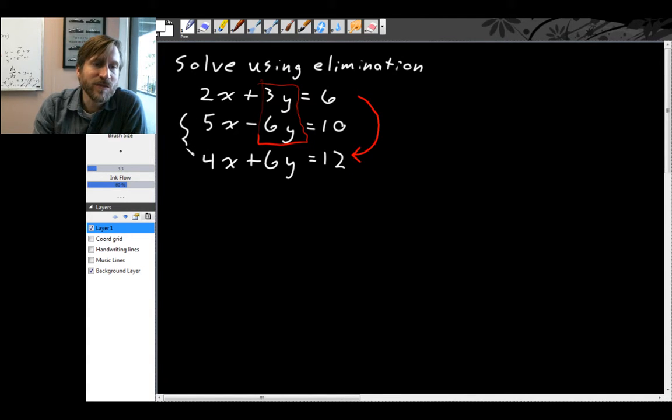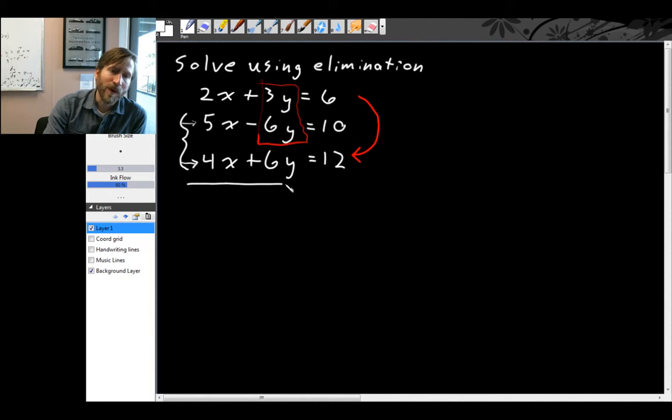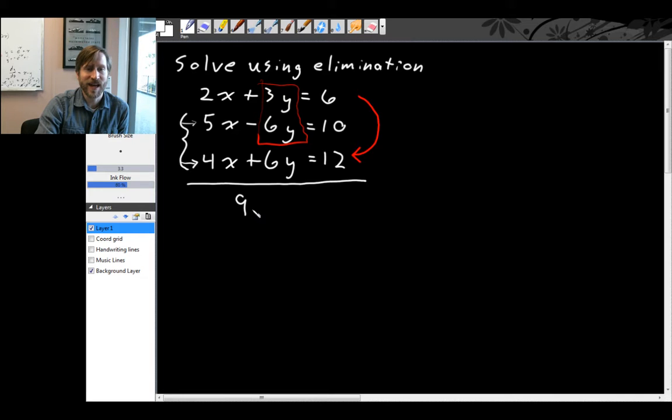And now looking at these two equations, the unmodified equation from the system and our modified equation, these two equations have the same coefficient in front of the y, except they're opposites. So when we go to add these equations together, all of the y's are going to cancel. So we get negative 6y plus 6y is no y's. 5x plus 4x is 9x. And then on the right-hand side of the equation, 10 plus 12 is 22.